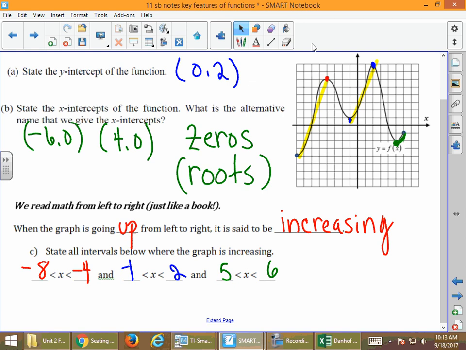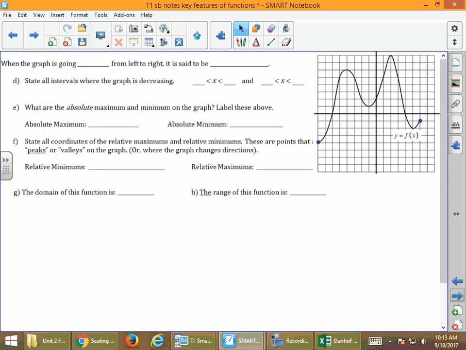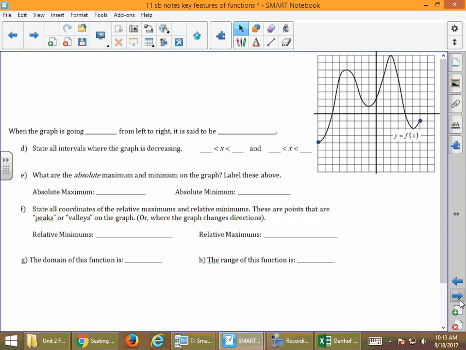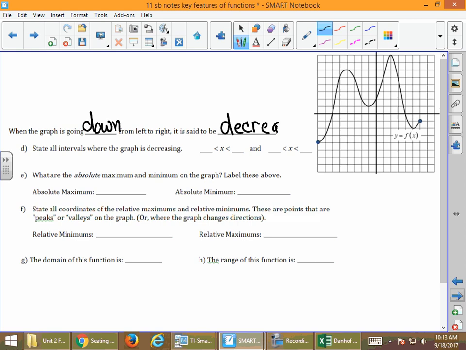But like I said, we don't just increase on a graph, we can also decrease. When our graph is going downward from left to right, it's said to be decreasing. And whether it's increasing or decreasing, we still are looking at the x values of the points where it's decreasing.